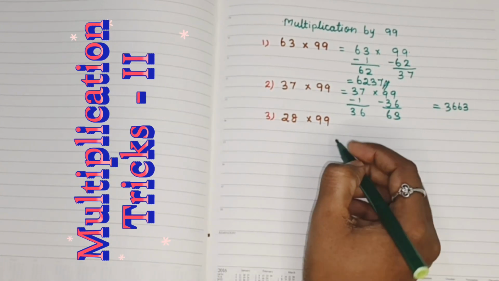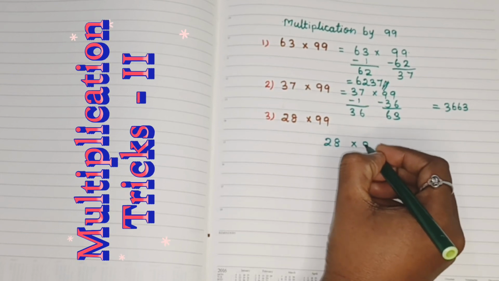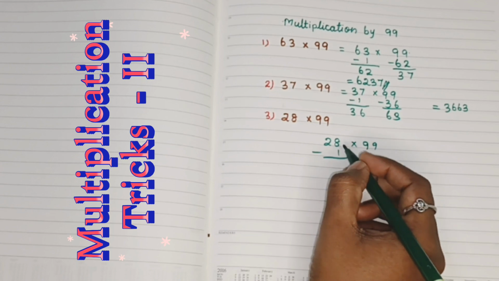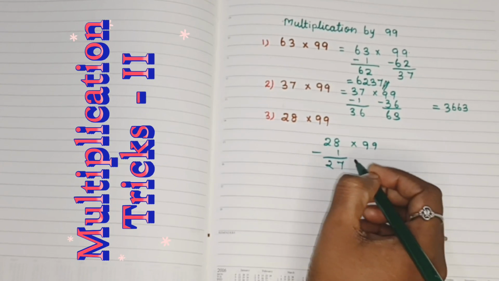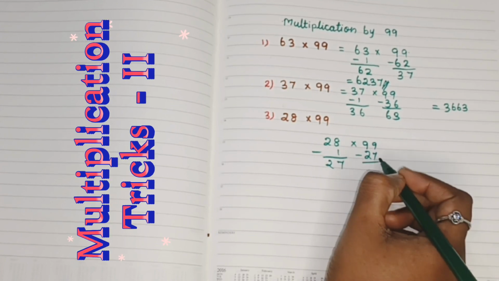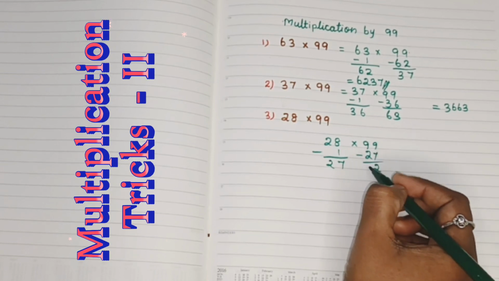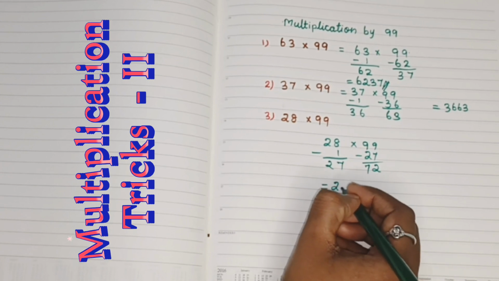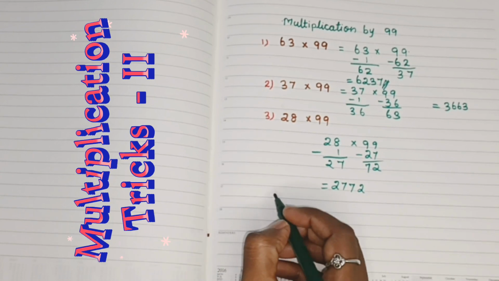The next one is 28 into 99. Subtract minus 1. 8 minus 1 is 7. Here 2. Then subtract 27. 9 minus 7 is 2. 9 minus 2 is 7. So the answer is 2,772.